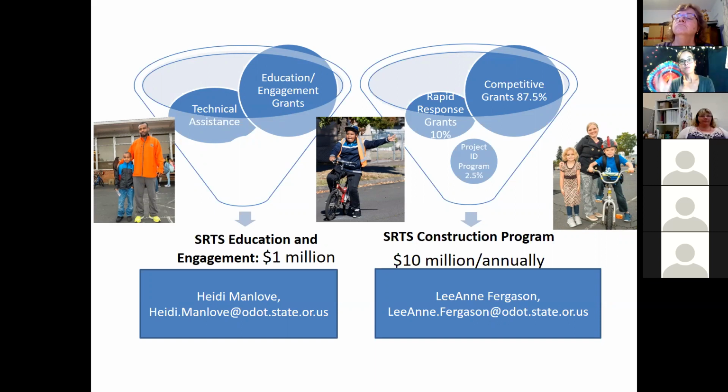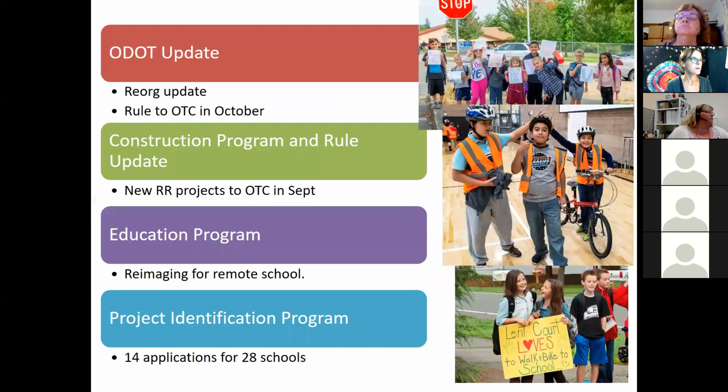And then we've got the infrastructure side, which is my side, the construction program, which is $10 million annually, increasing to $15 million. And now it's called the public transportation division. And we've got those competitive grants that we're just wrapping up, the rapid response grants, and our project identification program. So I wanted to do a little bit of updates all at once. We're going to keep it short because this is not a full committee meeting. This is an optional committee meeting, but we wanted to let you know all the stuff that we're working on.